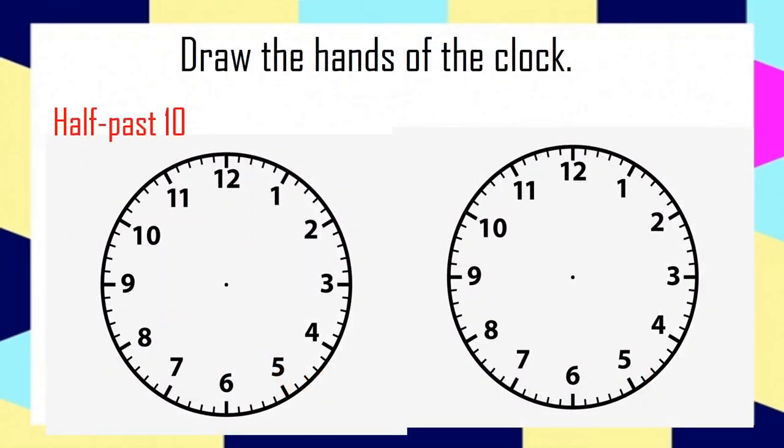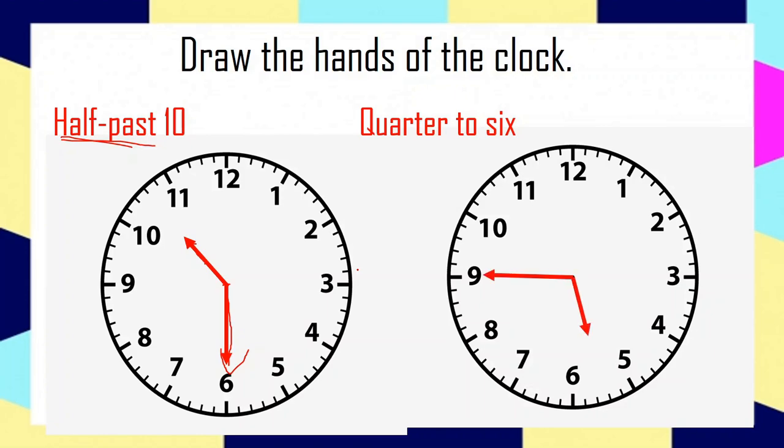Let's draw the hands of the clock. Half past 10. If we say half past, it is 30 minutes after 10. So let's put the short hand between 10 and 11. And then for half past, let's put the long hand at 6. How about quarter to 6? Quarter to 6 meaning that it is 15 minutes before 6. So it's 5:45.